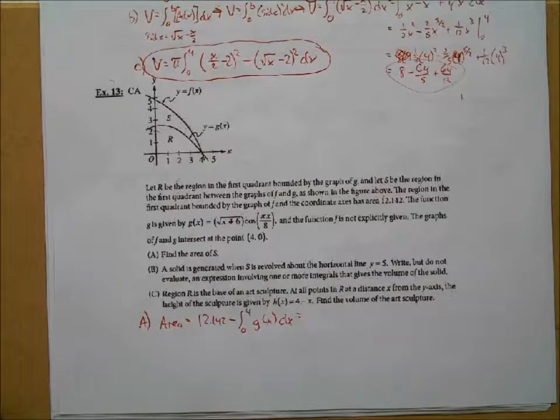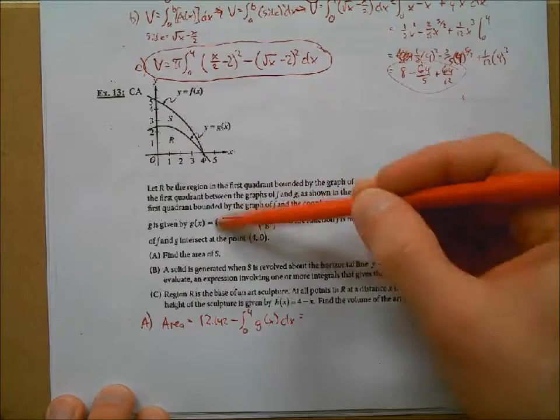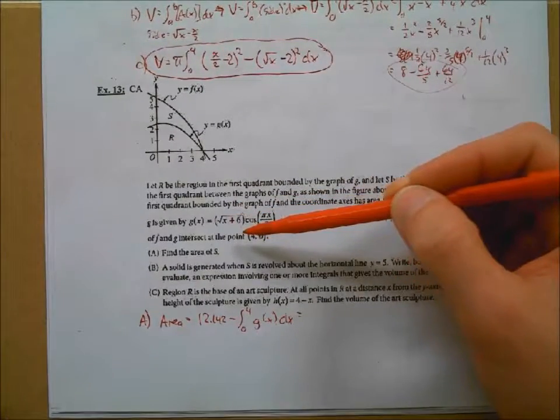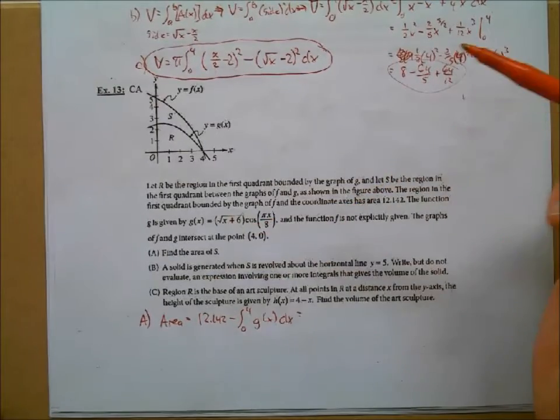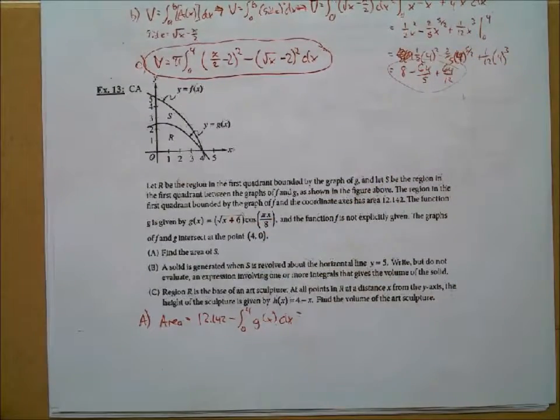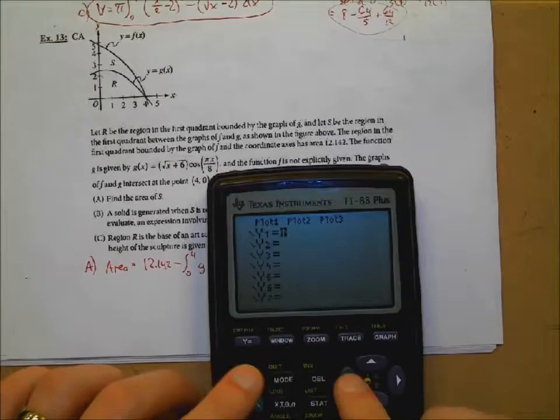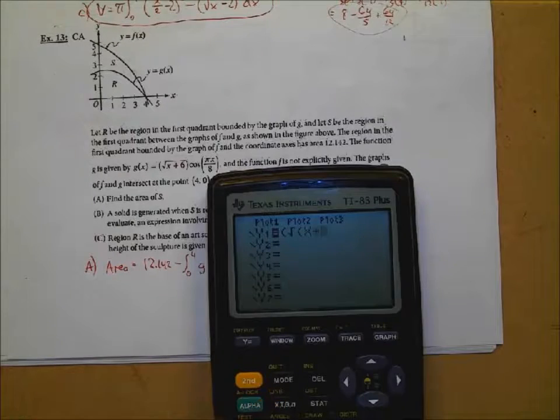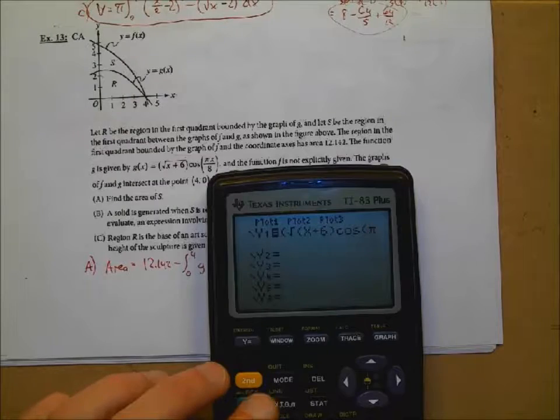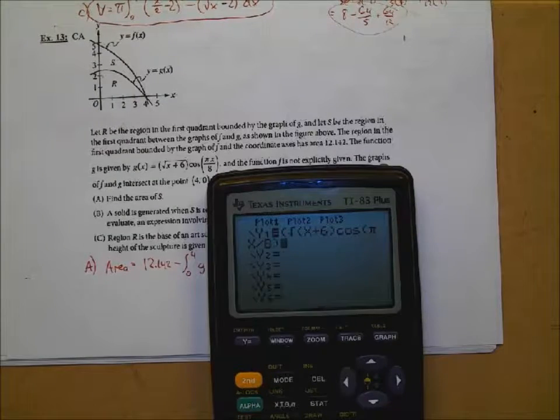A recommendation I might give you here is that since we're probably going to be using this function g several times throughout this problem, you might want to consider putting it in your y1, and then when you go to do your integrals, you can just do VARS, Y-VARS, function y1. It's just a tip to think about. I'm going to do that myself actually. So let's see here. Square root of x plus 6 times cosine of pi x over 8.